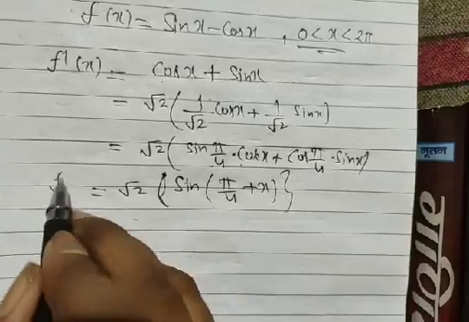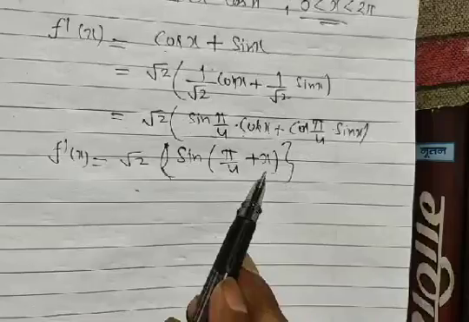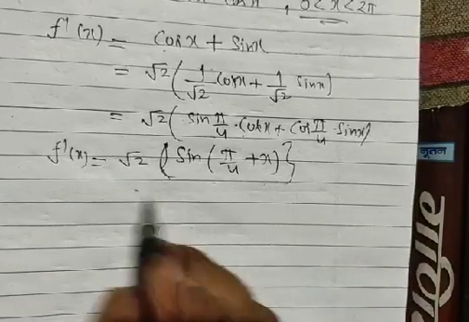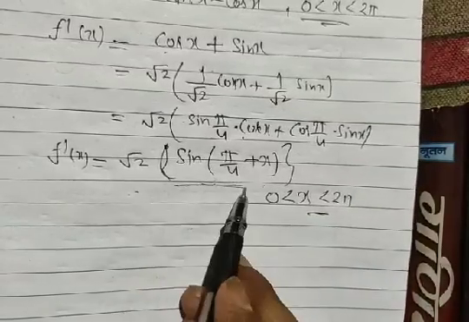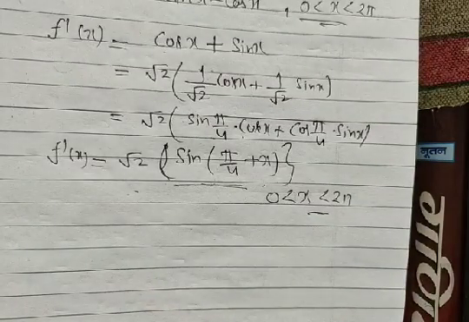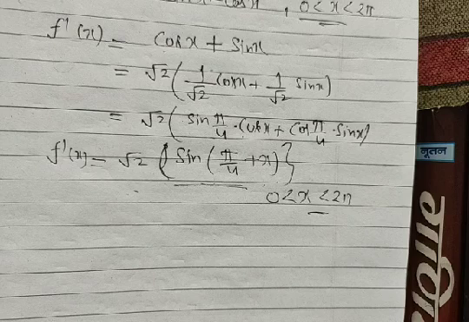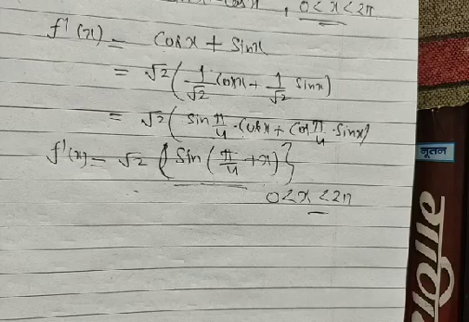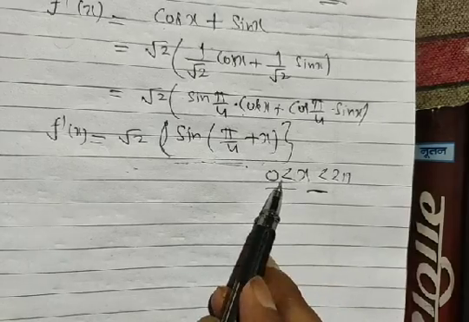Now our f dash x is this: root 2 sin of x plus pi by 4, when our x lies between 0 to 2 pi. Equating this to 0, we use the general formula in trigonometry that you read in class 11. When our x lies between 0 to 2 pi, we are going to change our interval, which is x plus pi by 4.